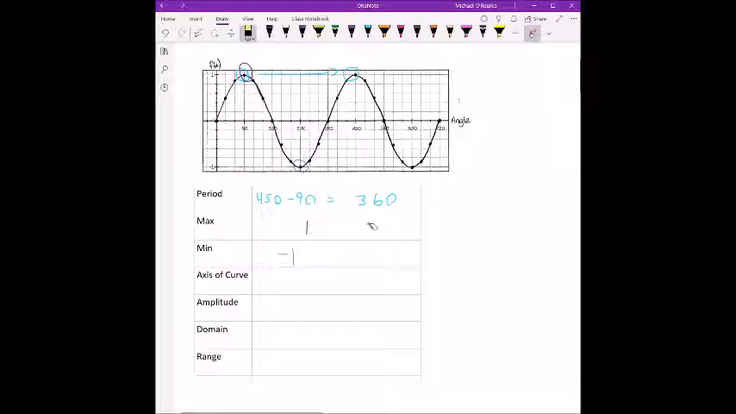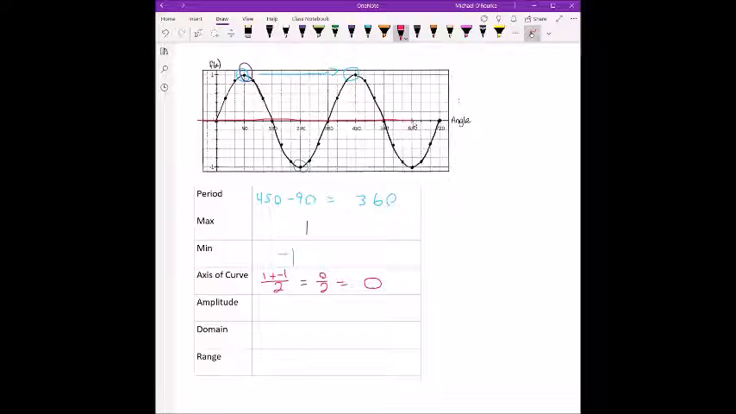Now what's my axis of the curve? Now you probably recognize it by just looking at it, but let's actually do the math of it. So it's max plus min divided by 2. So 1 plus negative 1 divided by 2, right? Equals 0 divided by 2, which equals 0. And that's that line straight through the middle.